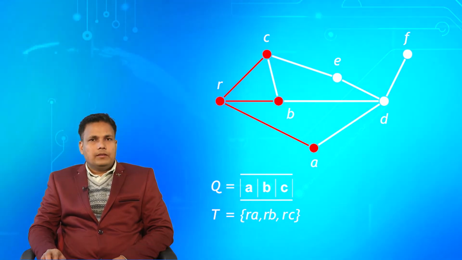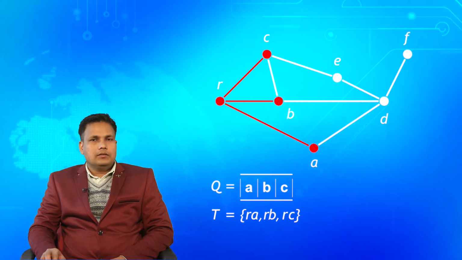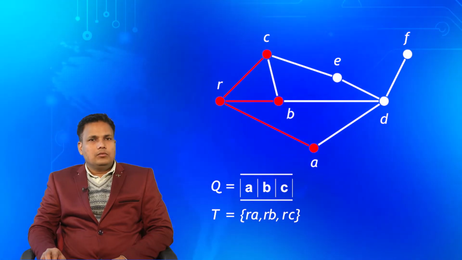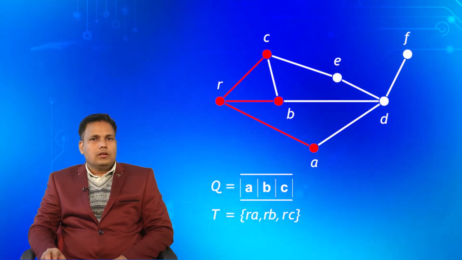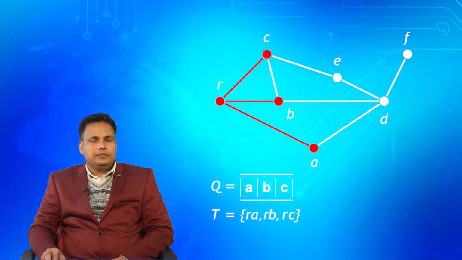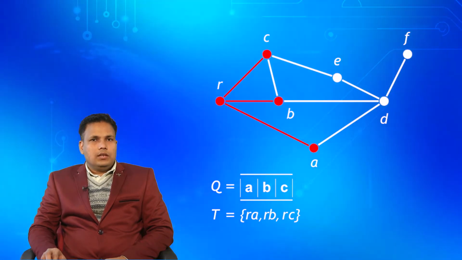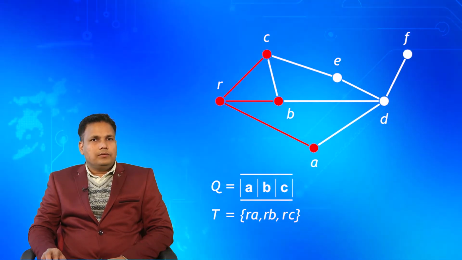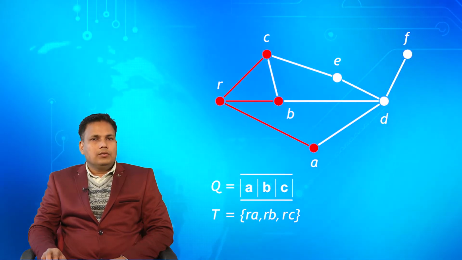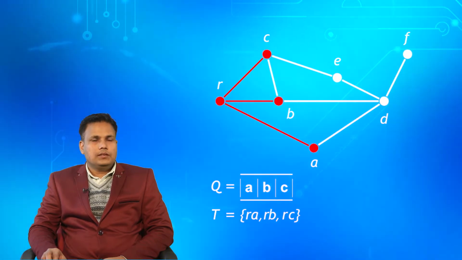Now once we visit, we shall mark D as visited. So it is marked as red. D is now appended to Q and the edge AD is added to T. Okay, so now there is no other unvisited neighbor of A. So we shall now go back to check whether Q is empty or not.